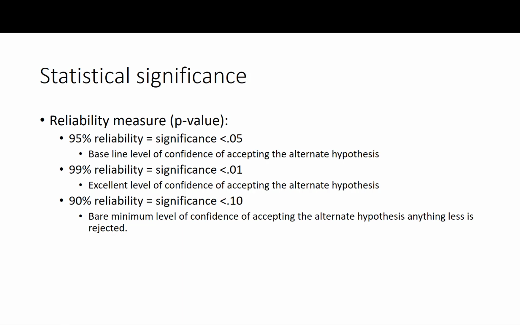However, sometimes we can't be that sure, and the statistics emerge at less than 0.1, as in it is at 90% reliability, and we often will accept the alternative hypothesis in this case, particularly in survey type research. However, it is reported as being slightly less reliable in terms of our confidence in accepting that hypothesis.